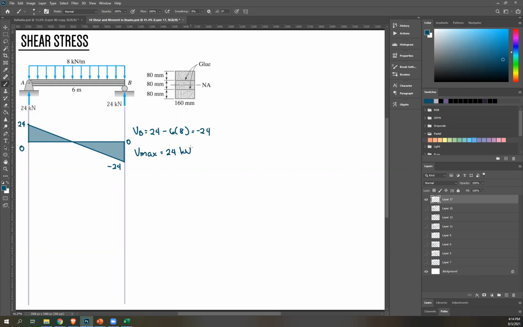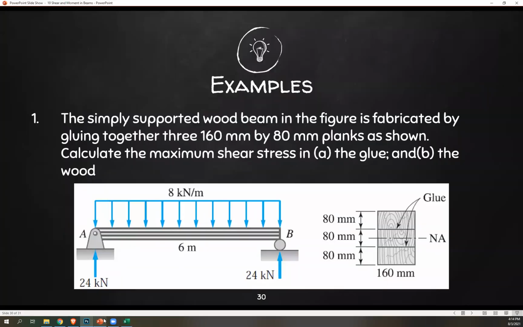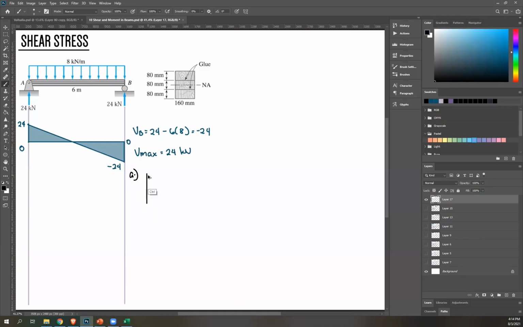Okay, next, let's solve. Let's start with letter A. For part A, that's glue, right? So let's draw. For glue, this is your neutral axis. For glue, once more, these are your fibers in question. They are equidistant from the neutral axis, so it doesn't matter which one you choose. But if it's not equidistant, you have to choose both, since it's different shear stress in each. So let's try using the one at the top, considering this as your fiber.